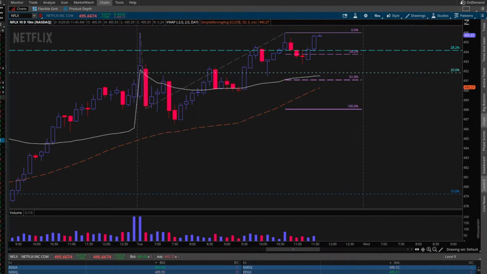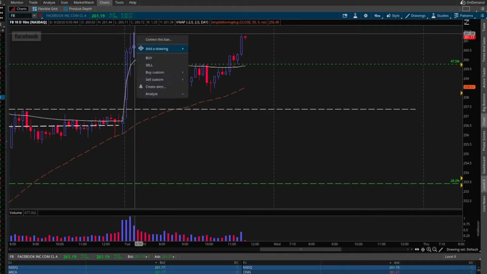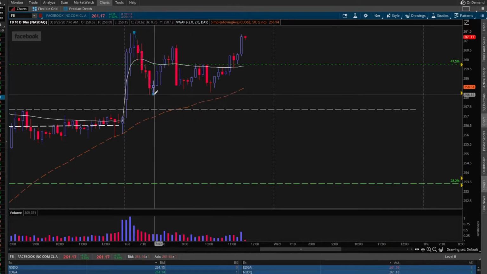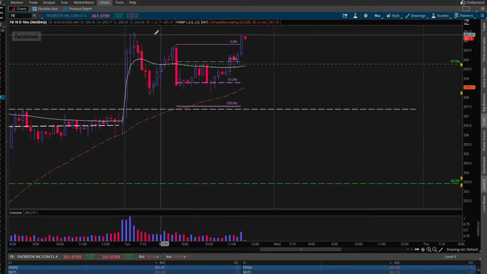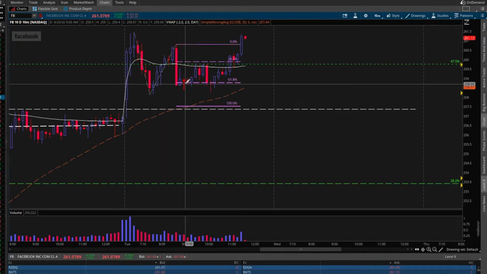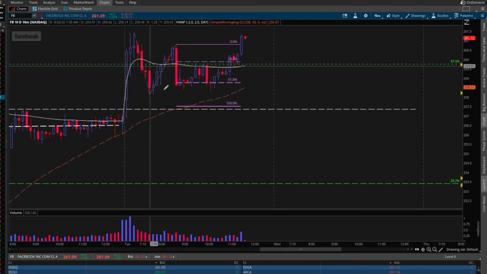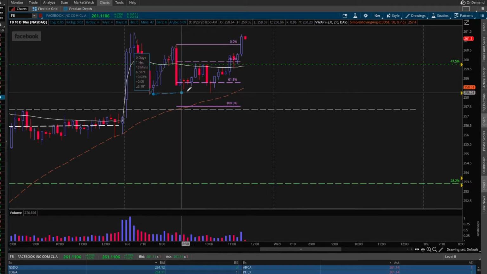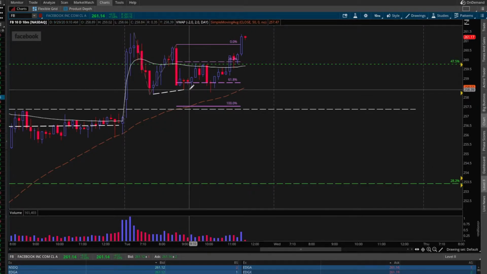Also, let's take a look at Facebook quickly. So if I measure this first downward swing, you can see if we project it off of the next high, our downward swings have gotten smaller again. So now we're only swinging down to 61.8% of our previous downward swing, and we are just barely coming to a higher low.